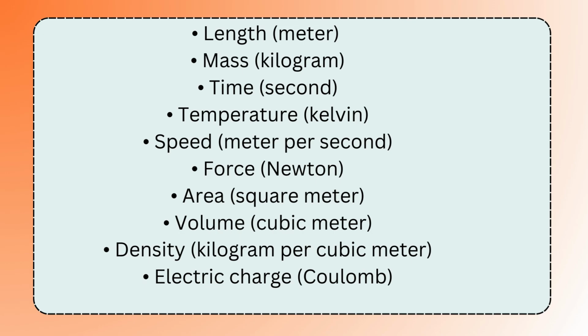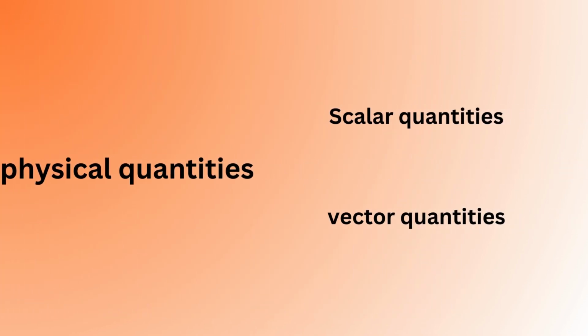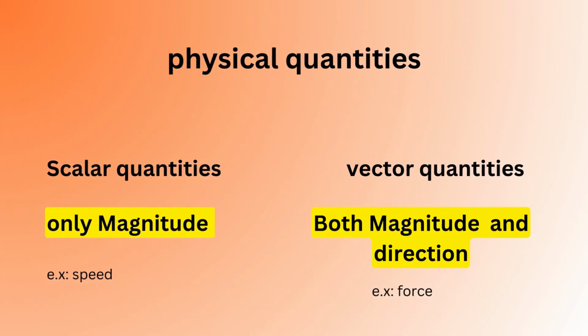Physical quantities can be scalar or vector. Scalar quantities only have a magnitude, while vector quantities have both magnitude and direction. For example, speed is a scalar quantity, while velocity is a vector quantity. An example is force. Understanding physical quantities is essential for science. By precisely measuring and describing these properties, we can understand the behavior of the physical world around us.